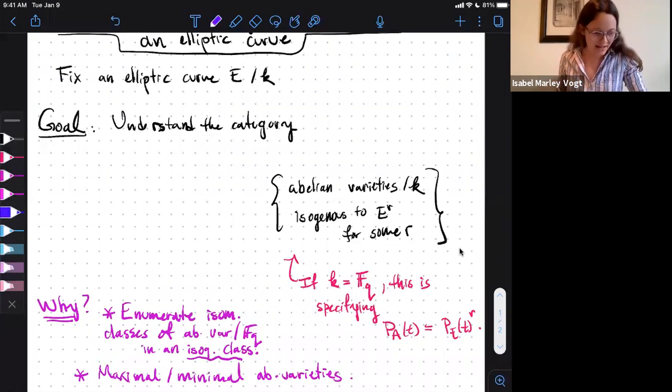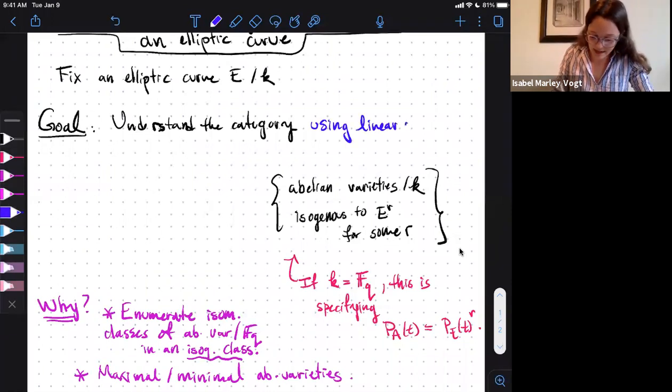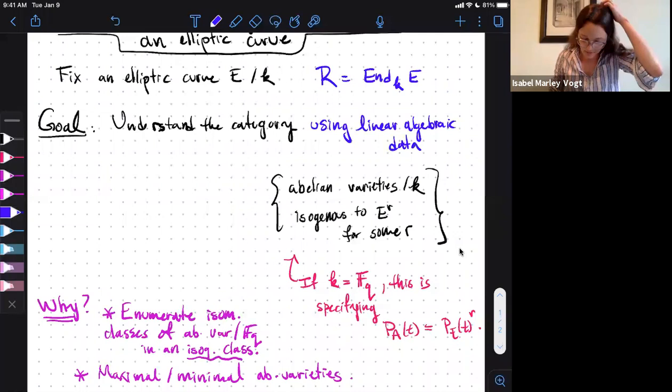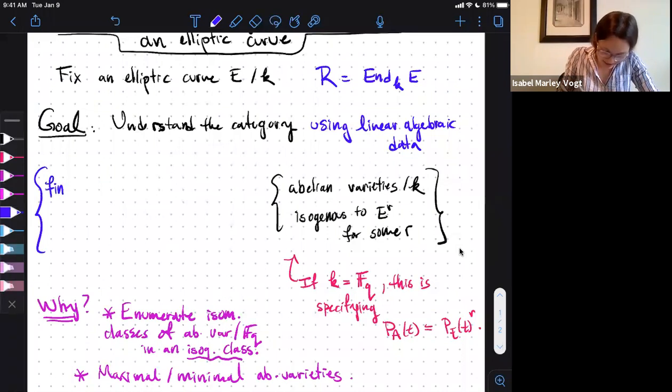And I've left a lot of blank space because we want to understand this category using some linear algebraic data. More precisely, if we let R be the endomorphism ring of our elliptic curve, and I'm emphasizing that it's endomorphisms as an abelian variety defined over K, that little K subscript is going to become important later, then the linear algebraic data that we're going to use to understand this is finitely presented torsion-free left R-modules.